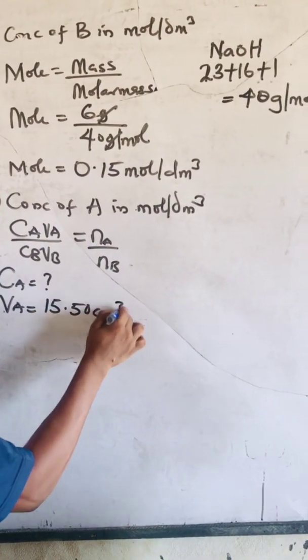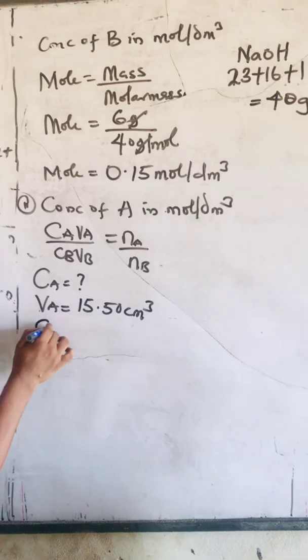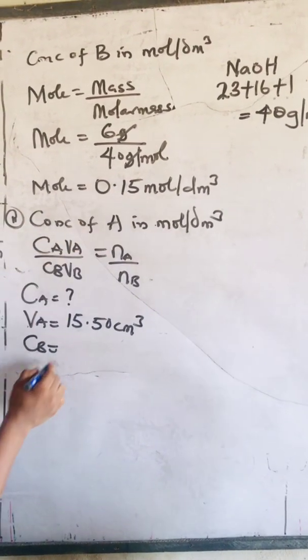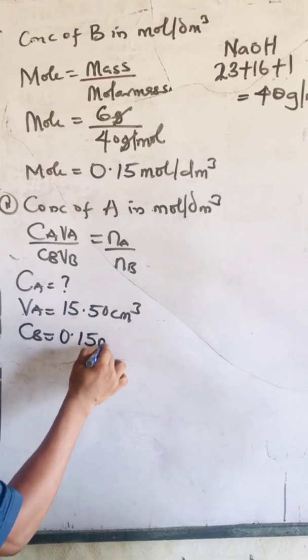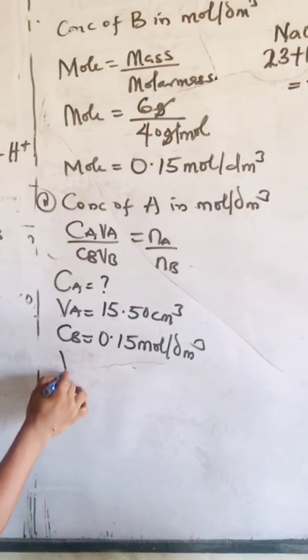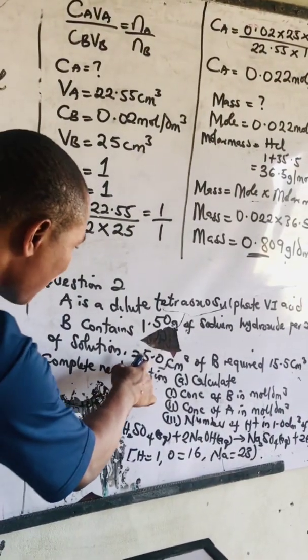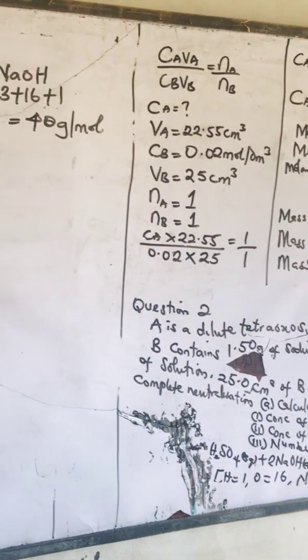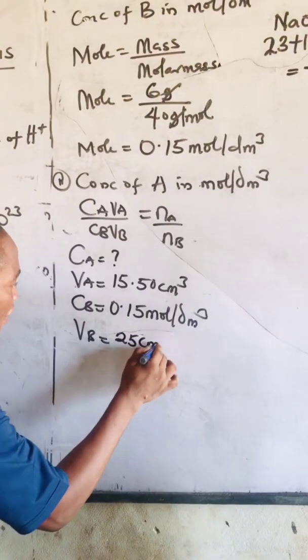So we have 15.50 centimeter cube. Very interesting. We have the concentration of base, that's what we have gotten already, 0.15 mole per dm cube. You can see that very easily. The volume of base, we have that. The volume of solution is 25.0 centimeter cube of B. And what's B? The base, which is sodium hydroxide, has 25 centimeter cube.